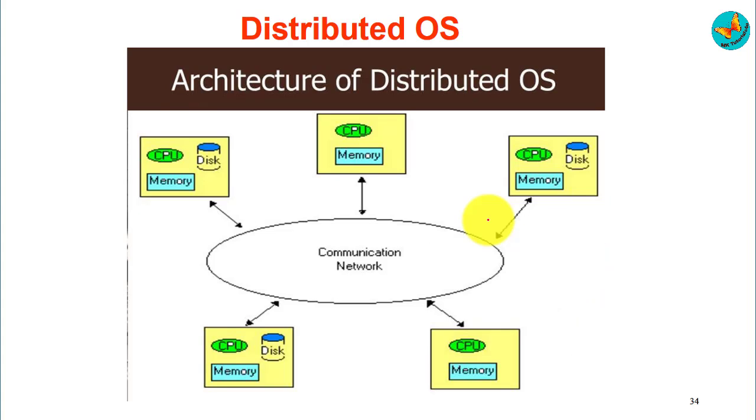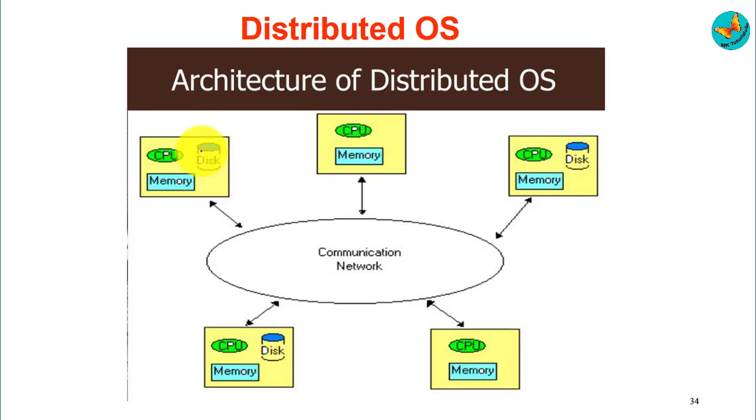Now here is one more architecture of the distributed operating system. Like here you can see a communication network is required between the different units of this particular system. Say suppose here CPU, disk, memory is there. Here maybe only CPU and memory may be there.